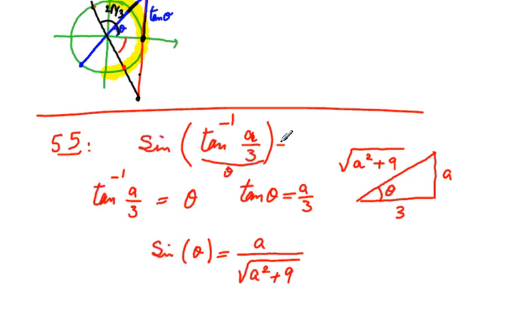So what is the final answer here? The final answer is that this is A over radical A squared plus 9. And we got it by just drawing the right triangle.